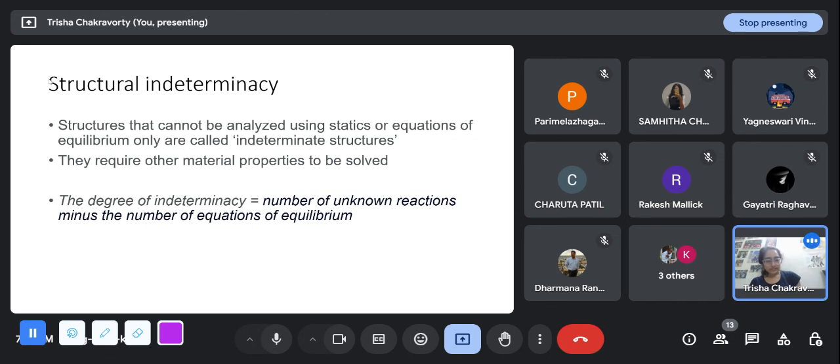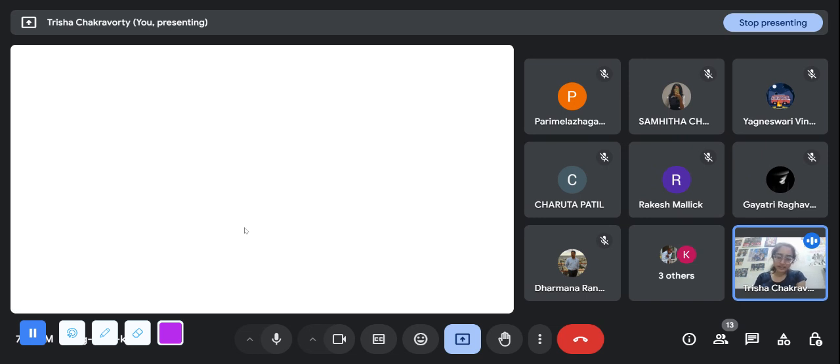The degree of indeterminacy is the number of unknown reactions minus the number of equations of equilibrium, as I said. And in the 2D plane, this quantity is always fixed. The number of equations of equilibrium in the 2D plane is always 3. So we have to just see the number of unknown reactions, and subtract 3 from it to get the degree of indeterminacy. This is also called the degree of static indeterminacy, since we are doing static analysis.